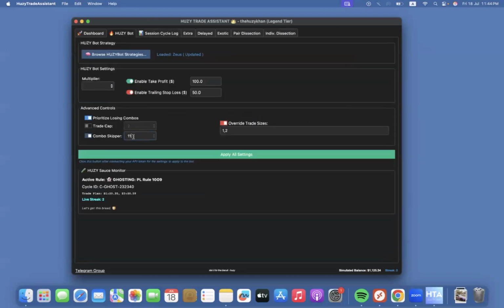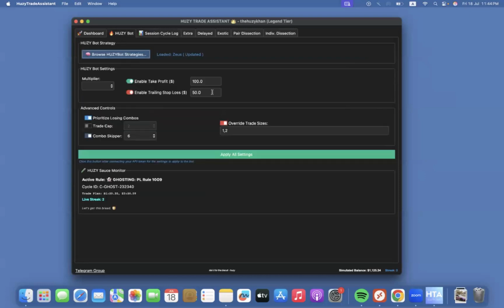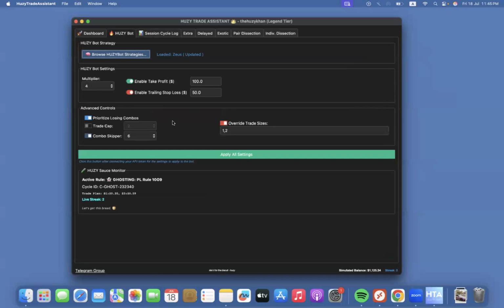This LT value is going to give you an idea of a real-time forward test of what my combo skipper value should be. Okay, so currently, if you would have set it at, let's say, 6, then if we head over to the session cycle log, this would have been a ghost cycle. After 5, sorry, we're just going to put it at 4 for your example's sake, so that it actually happened. When this reaches a value of 4, that is the combo skipper value. Once it reaches 4, it is going to execute on the 5th cycle that opens up according to your settings.